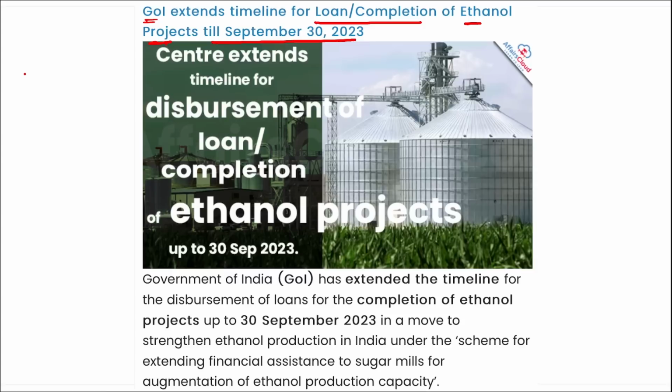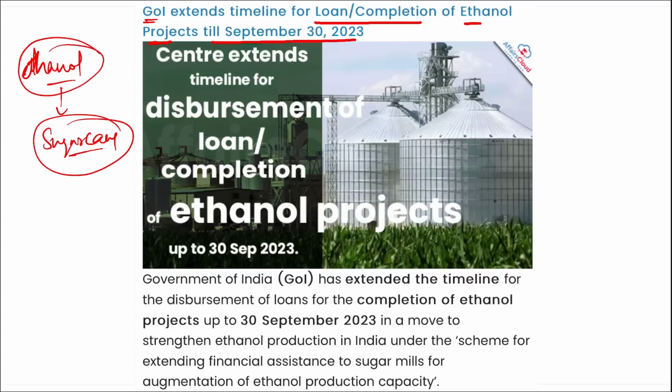Why sugar cane and why ethanol? Why we are connecting this? Because ethanol is made from sugarcane, right? Remember this. Question can be asked that ethanol is made from which among the following? Four options will be given to you. Sugarcane is the right option.